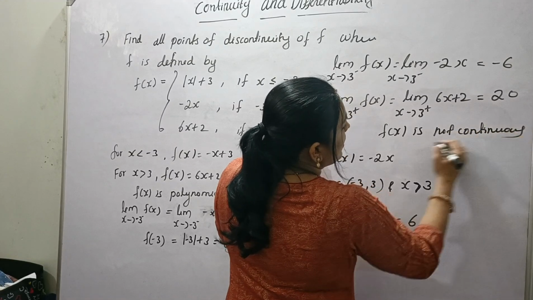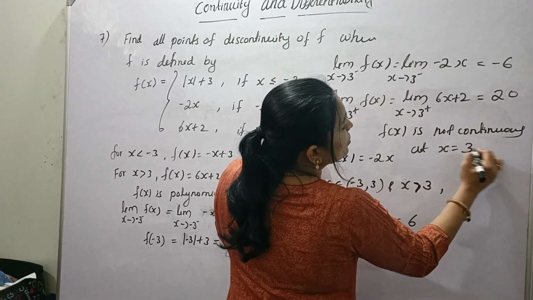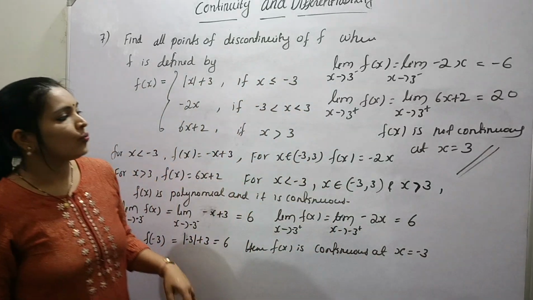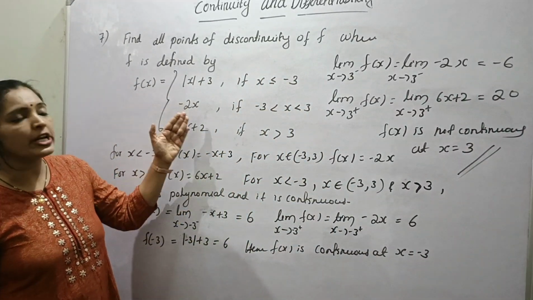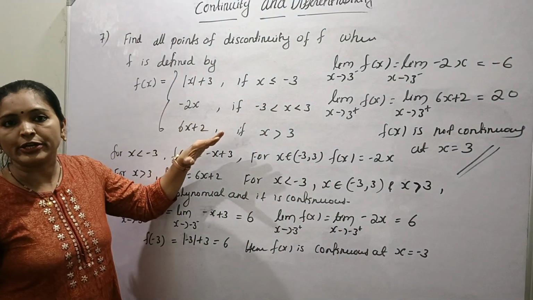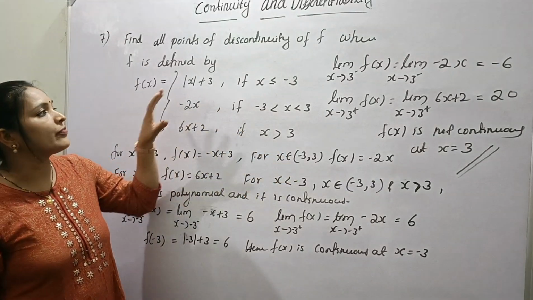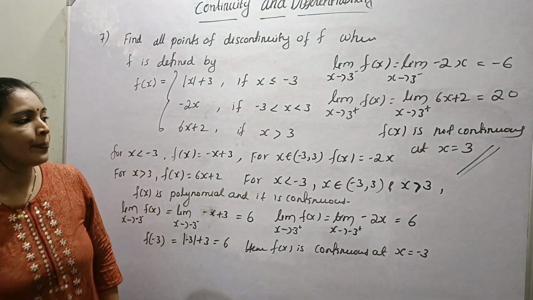Continuous at x is equal to 3. Okay. So, what is the point? At which point the function is not continuous? The function is discontinuous. At x is equal to 3, the function is discontinuous. Okay.